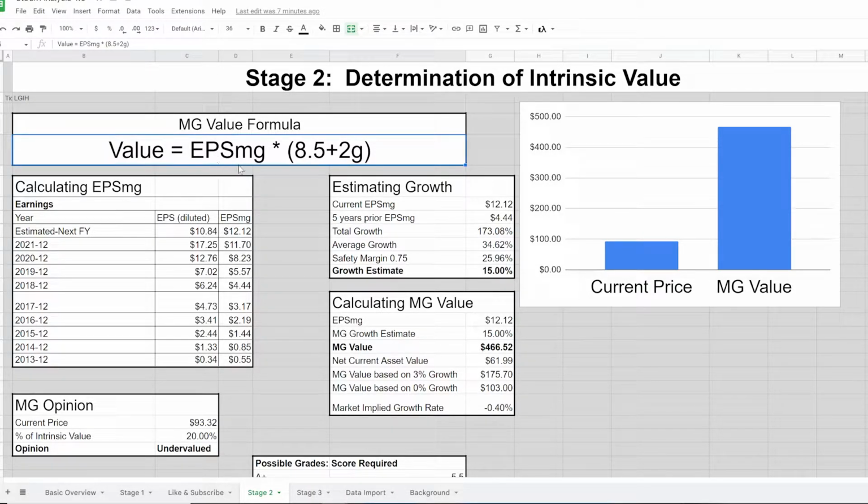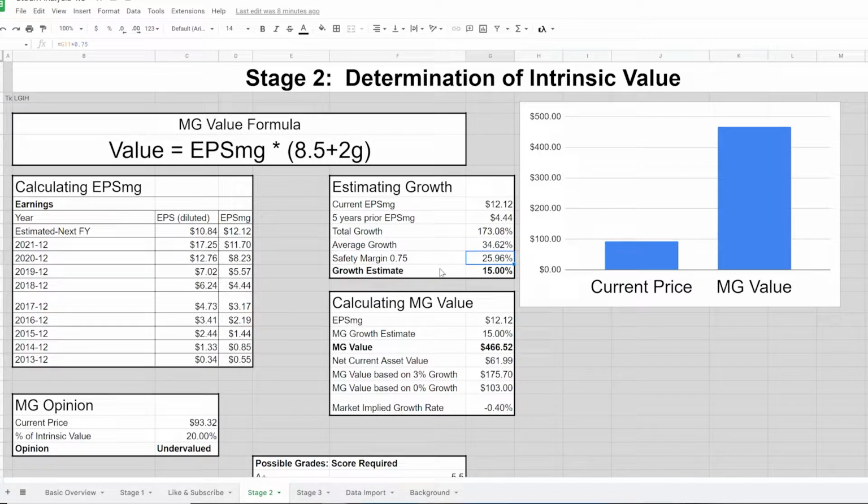I use my weighted average of earnings to make it the Modern Graham value formula, and so we have two variables to figure out. We have earnings and growth. Earnings, again, we take a 5-year weighted average of the earnings, and we get 12.12 for that earnings per share Modern Graham. Growth, we take that 12.12 and we look at the figure from 5 years ago, which was 4.44, and we calculate the total growth between those two is 173% growth. Divided by 5, we get an average growth of 34% per year.